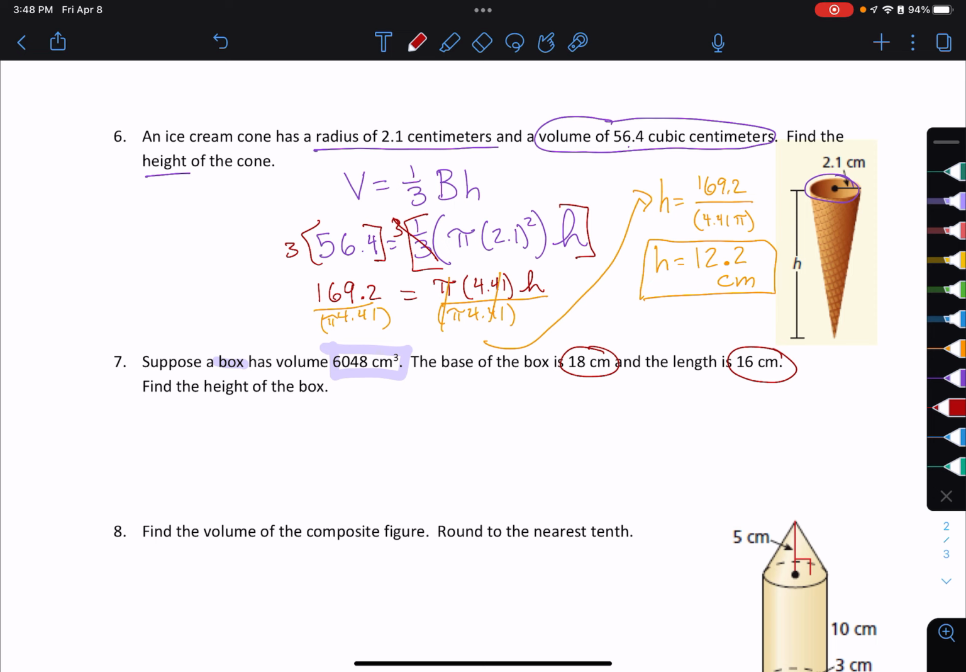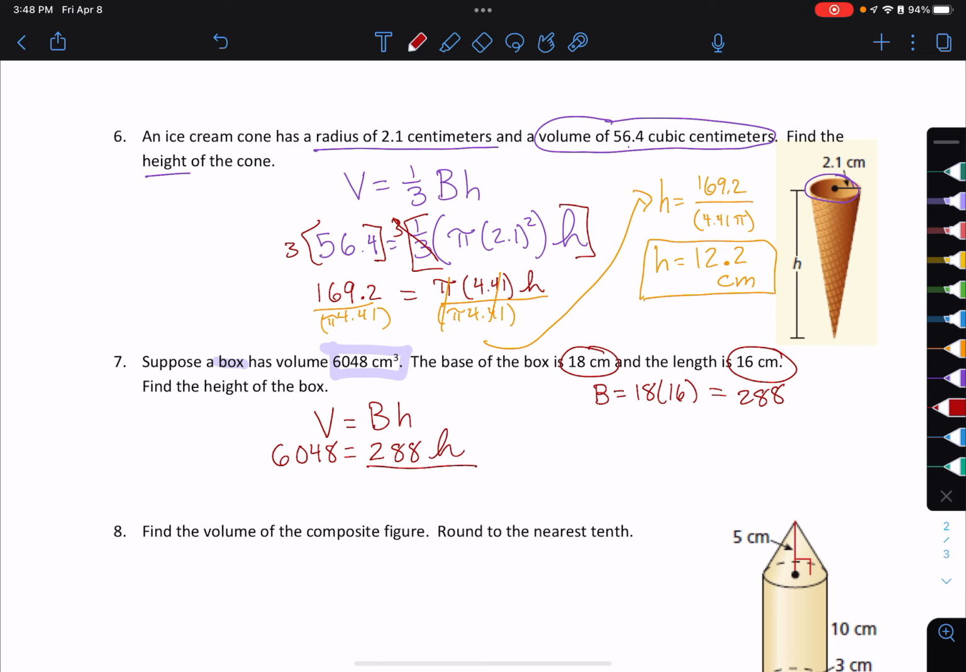So if this is the base of the box, I can find the area of that rectangle. So area of the base equals 18 times 16. 18 times 16 is 288. Volume for a prism or a box is the area of the base times the height. So I'm going to take that 6,048 and set that equal to the area of the base I found, 288 times the height I don't know.